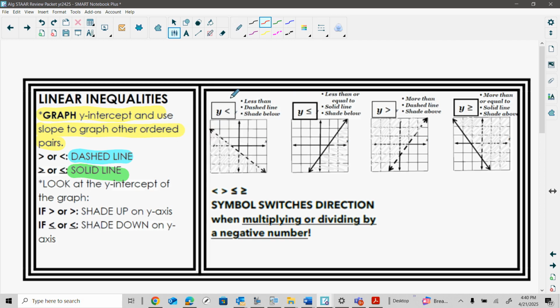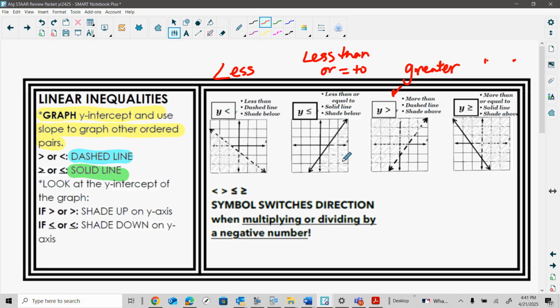So this symbol here is like saying less than. This is less than or equal to. And this is our greater than symbol. Greater, and then greater than or equal to. So also knowing the symbol, what it means, will help us know when to shade up or above. When it's greater than, we shade above. So this is just an example. You see it's less than, it's a dashed line because there's no line underneath the inequality, and we shade below.